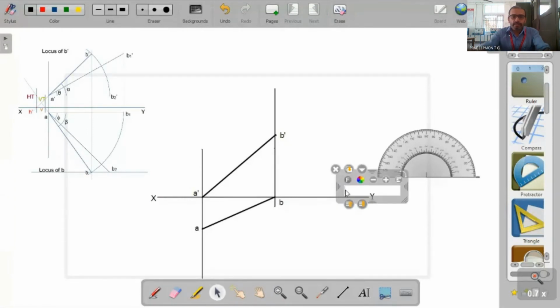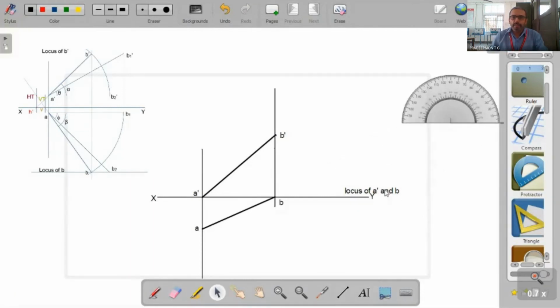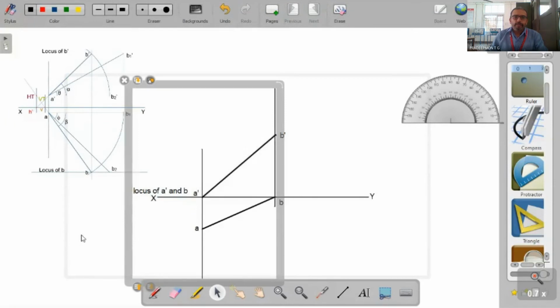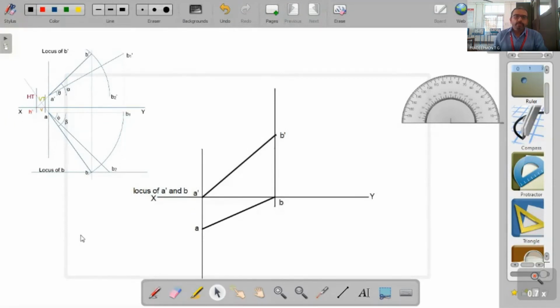This is locus of A dash and B. So XY line is the locus of A dash and B. So I am putting it on the right side. Sorry, I mean on the left side. So here it is, locus of A dash and B.